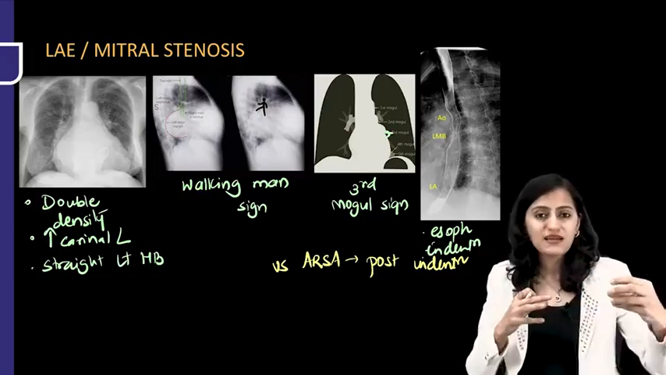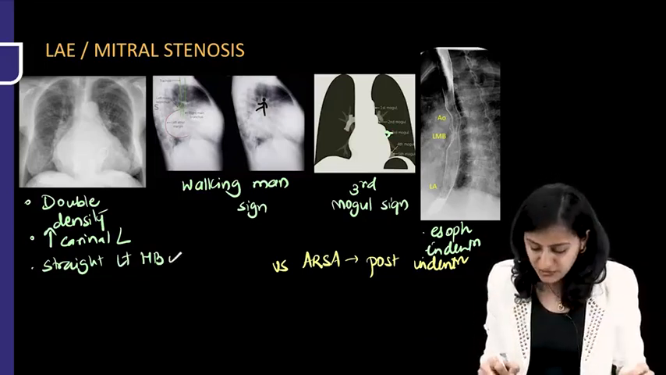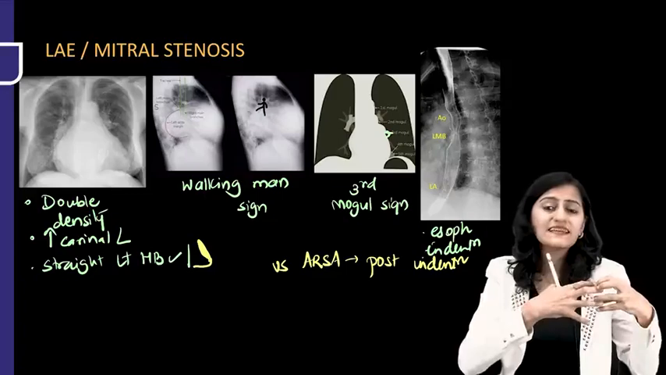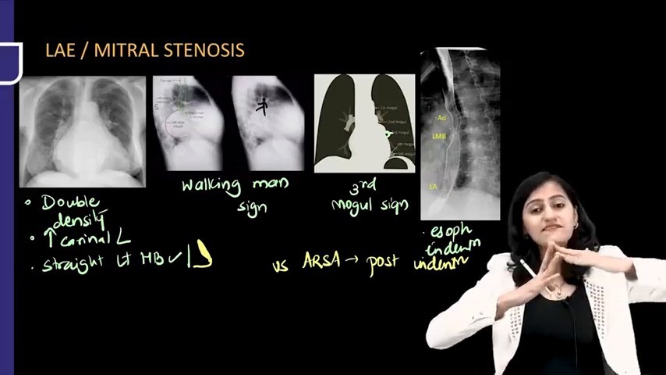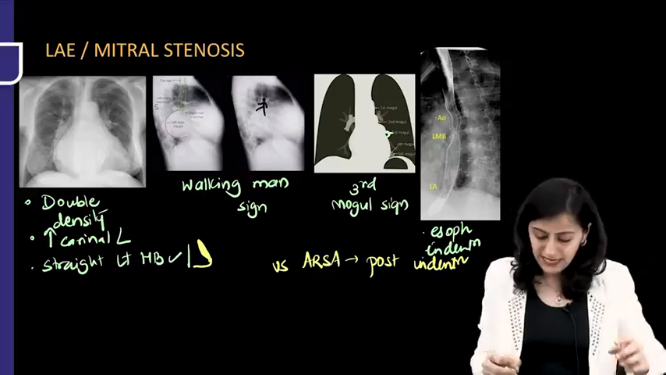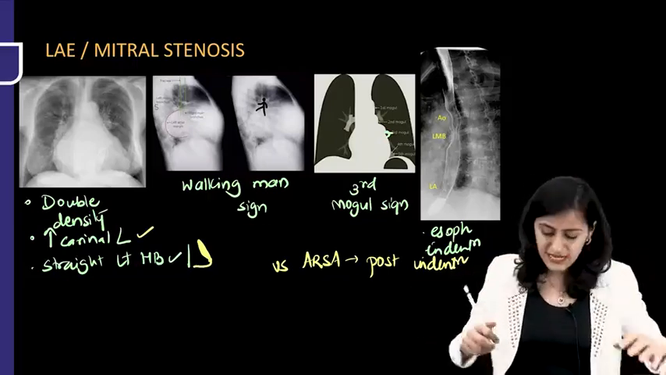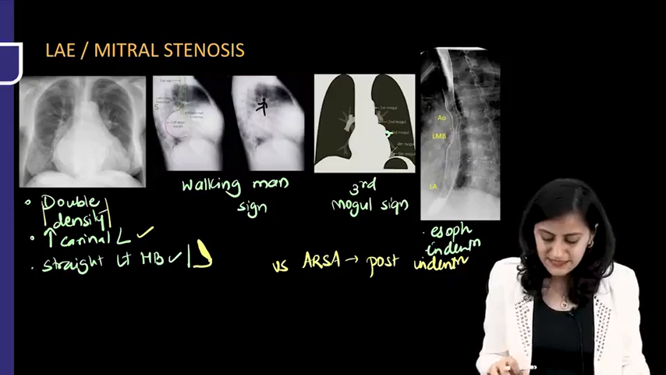So what are the signs of left atrial enlargement? So when the left atrium enlarges, first, there is straightening of the left heart border. So the left heart border from concave, it becomes straight. Then the left atrium, it causes the elevation of the left bronchus. So the carinal angle increases, the splaying of the carina. The atrium comes to the right side. That gives the double density sign.